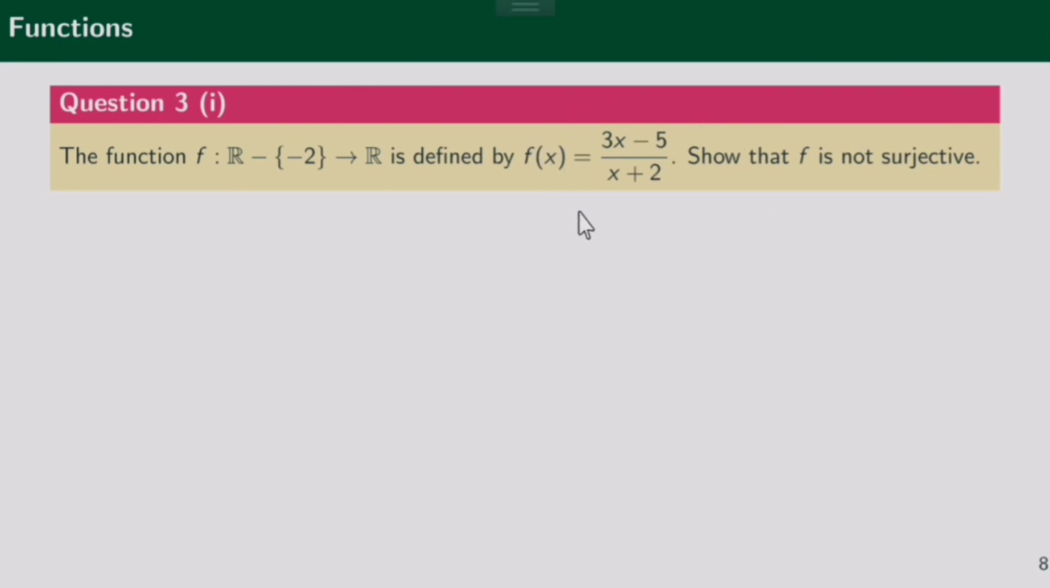A function is the relationship between 2 sets where one set is the domain and the other set is the codomain. The elements in the domain are mapped onto elements in the codomain. So in this function, f is a function and R minus -2 can be interpreted as the set of all real numbers except one element, which is -2. This first set forms what we call the domain. Elements from the domain are mapped onto elements from the codomain. So the set of real numbers is the codomain with no exception.